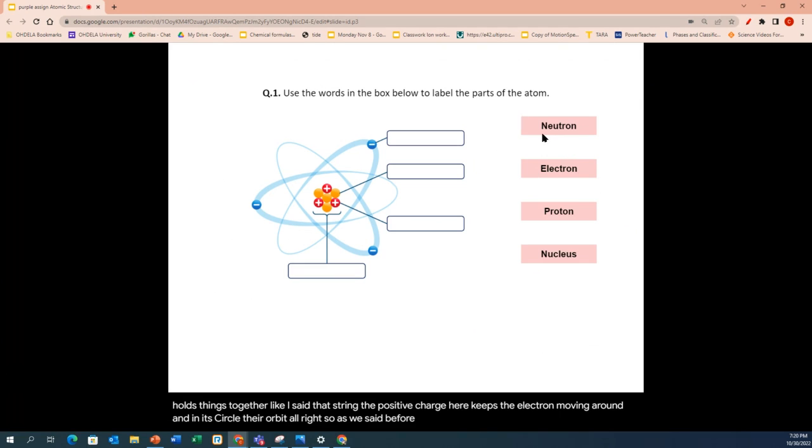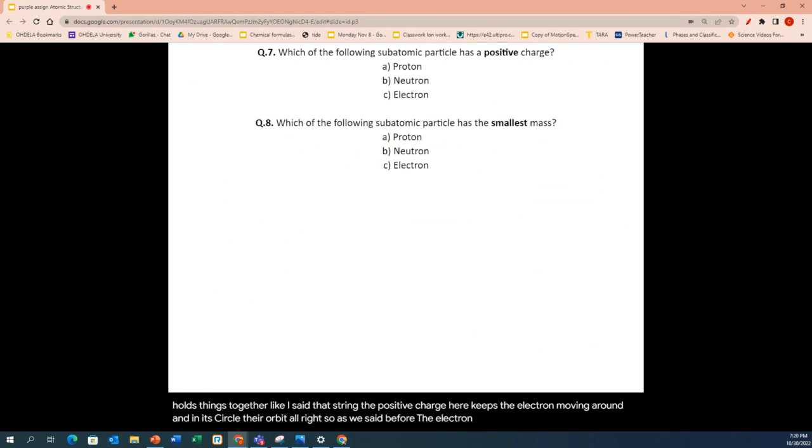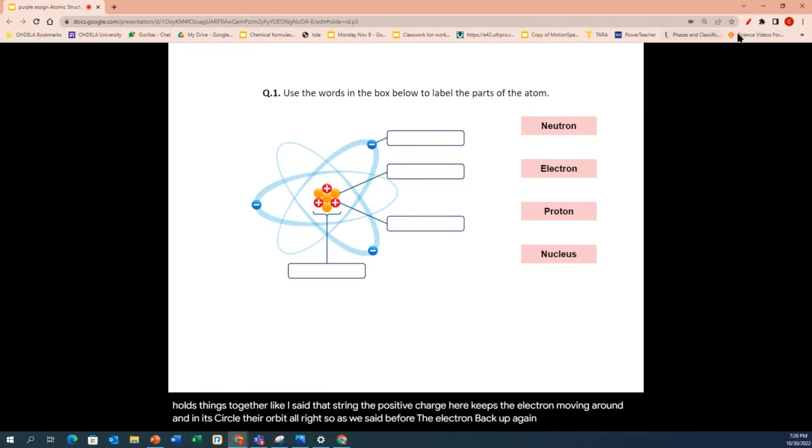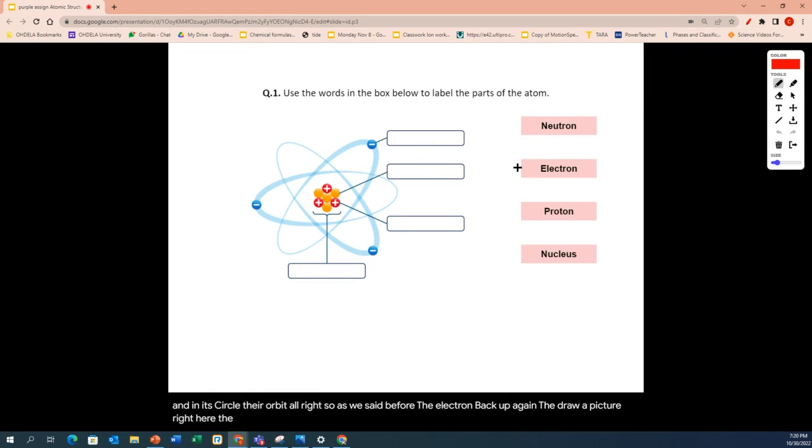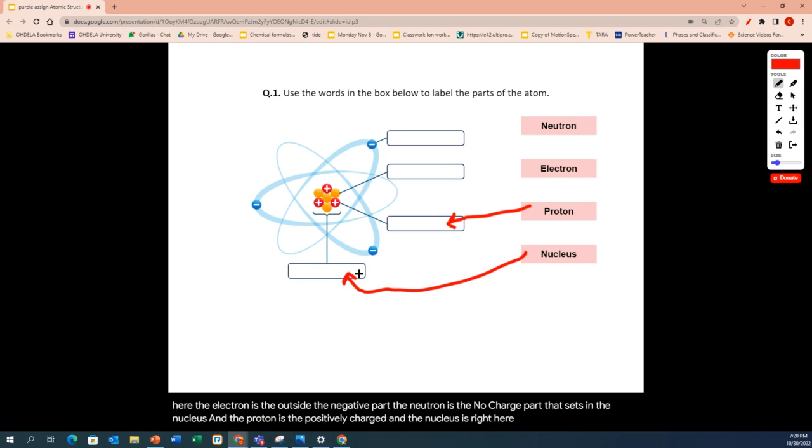So as we said before, I'm going to draw a picture on here. The electron is on the outside, the negative part. The neutron is the no-charge part that sits in the nucleus. And the proton is the positively charged part, and the nucleus is right here.